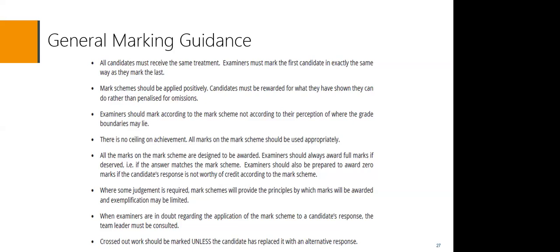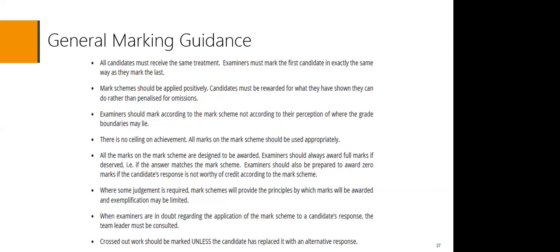Examiners should mark according to the mark scheme. All marks on the mark scheme should be used appropriately. They're all designed to be awarded. Examiners should award full marks if deserved. And where some judgment is required, mark schemes will provide the principles by which marks will be awarded. Examiners all report back to team leaders, so if they are in any doubt, they've got someone to consult.